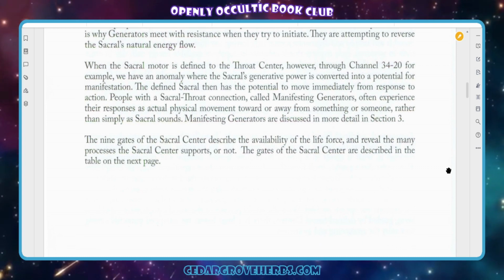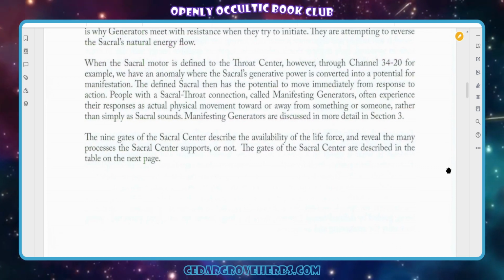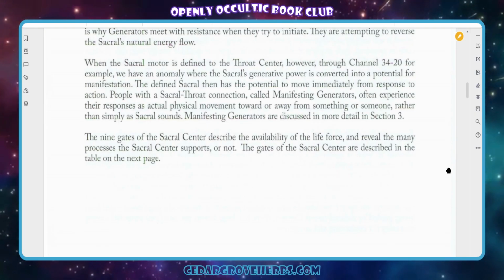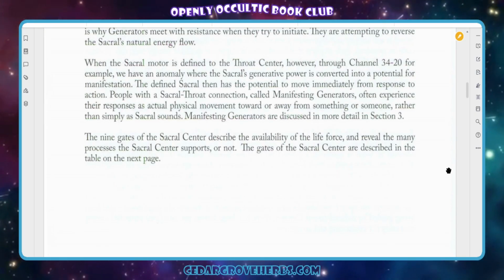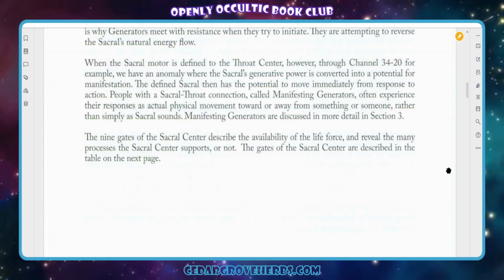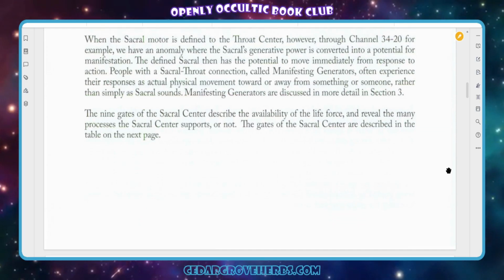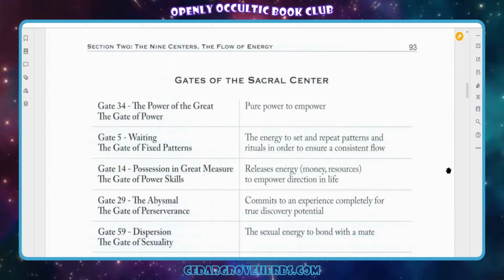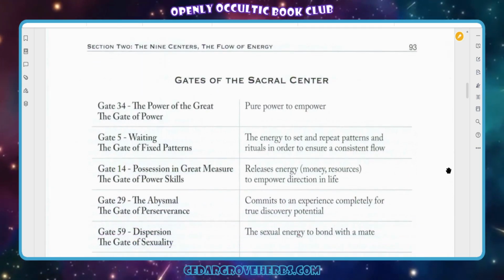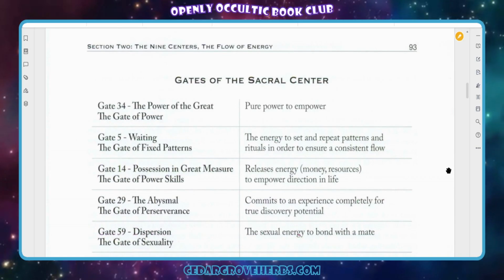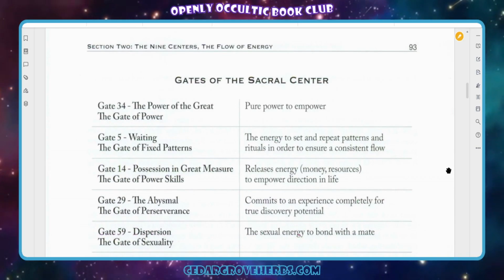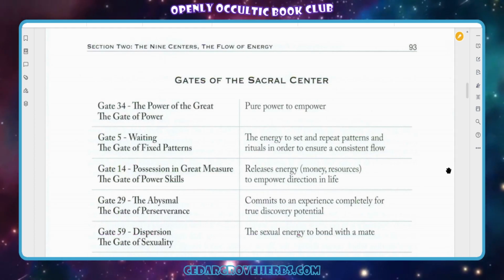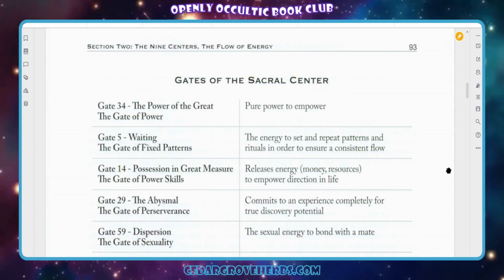The 9 gates of the Sacral Center describe the availability of the life force and reveal the many processes that the Sacral Center supports or not. The gates of the Sacral Center are described in the table on the next page. Right? And when you think of gates, just for the future, it's synonymous with hexagrams, the hexagrams of the I Ching. So gate 34 would be hexagram 34 in the I Ching.